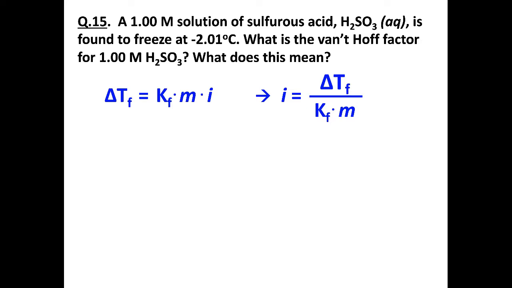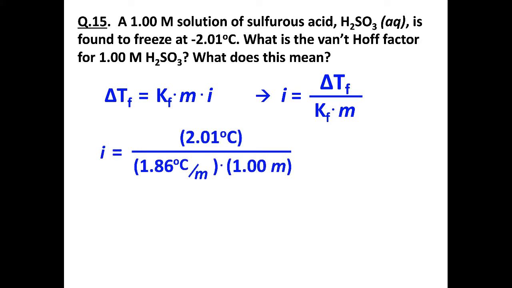Well, we can solve this for i, pretty straightforward. And then we plug in our delta T is 2.01 degrees because negative 2.01 is 2.01 degrees Celsius lower than 0. The K sub F is a known value we've used a bunch of times, and then 1 molal is the molality. And we calculate and we get 1.08, so a little bigger than 1. So what does this mean? Well, if it was 1, then we'd say the H2SO3 doesn't break apart into pieces. It's a non-electrolyte. It does not dissolve into particles.